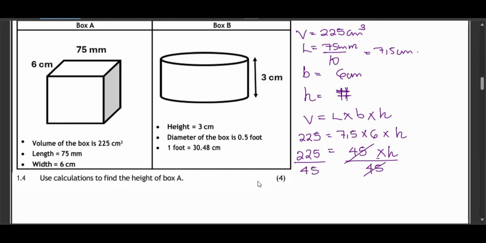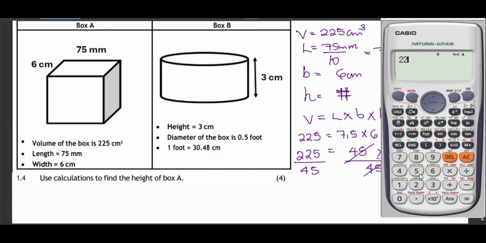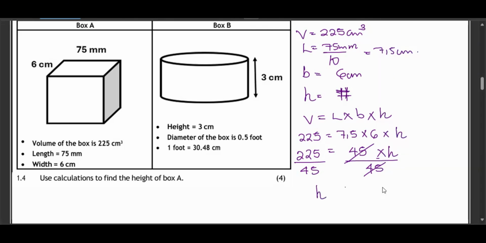Now pick your calculator. Put 225 divided by 45. What's the answer? 5. That means my h is 5 centimeters. Don't forget the units. Don't forget the units. And learn how to scoop out the information given to you.